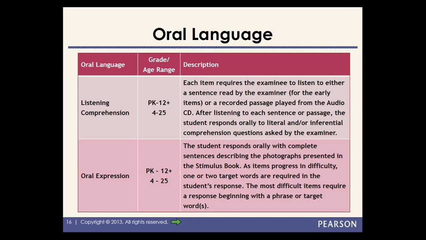For oral expression, the student is going to respond orally with complete sentences, and they're going to be describing photographs that are presented in the STEM book. Now, the items do progress in difficulty. 1 or 2 target words are required in the student's responses, and I'm going to show you an example of that in a minute. But the most difficult items on oral expression are going to require a response beginning with a phrase or a target word. So we do have those target words listed. And again, that is also for kids pre-K, 4 years old through 12th grade.